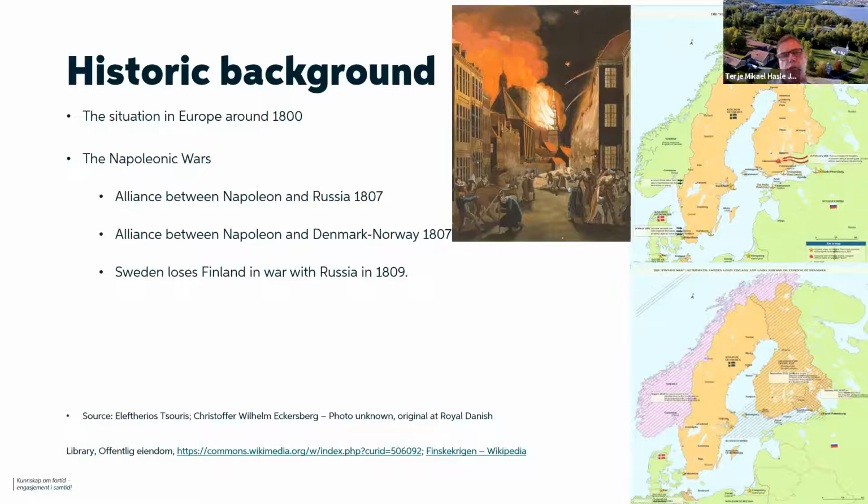Two years later, Sweden, which was then Sweden and Finland, formed one country. Sweden loses Finland in a war with Russia. So I mention all these dates because they are important in order to understand why Norway wrote their constitution. In 1809, Sweden loses Finland to Russia. And Sweden is interested in revenge.